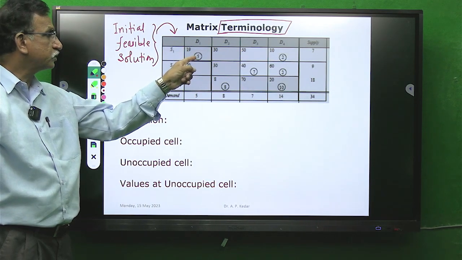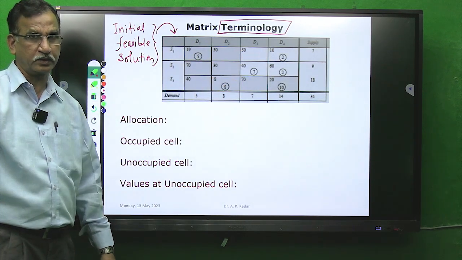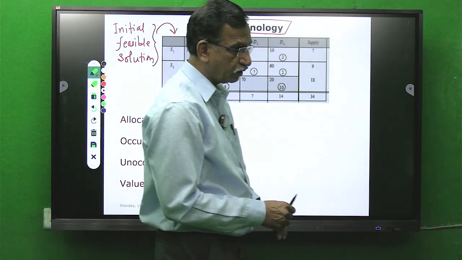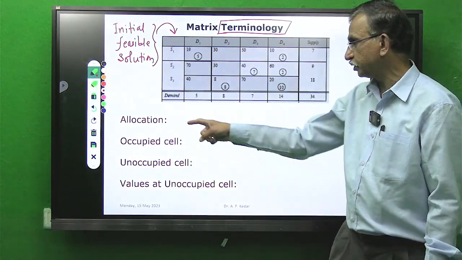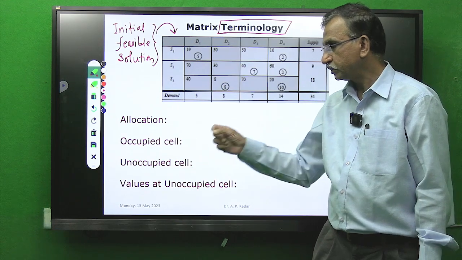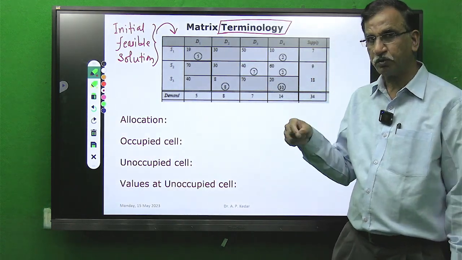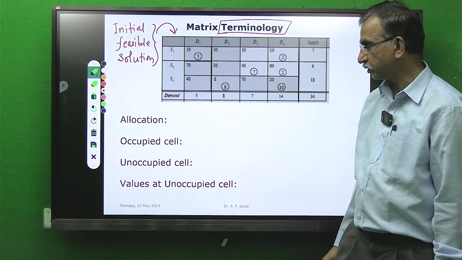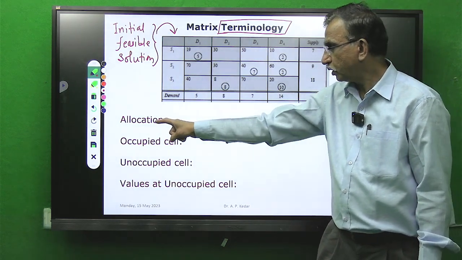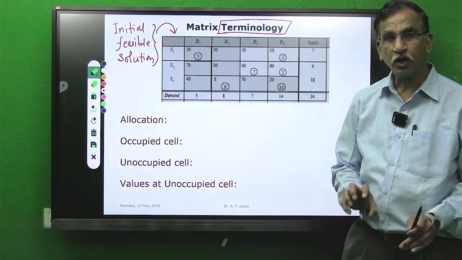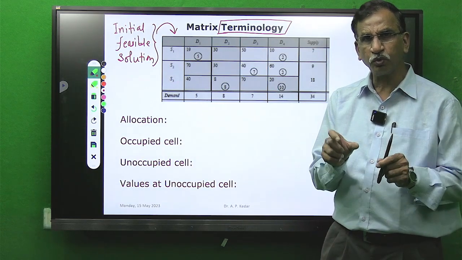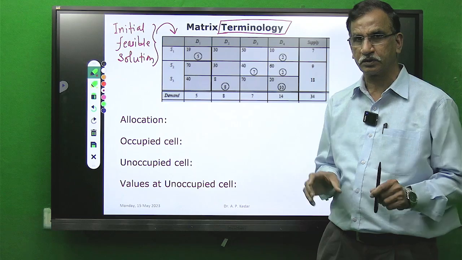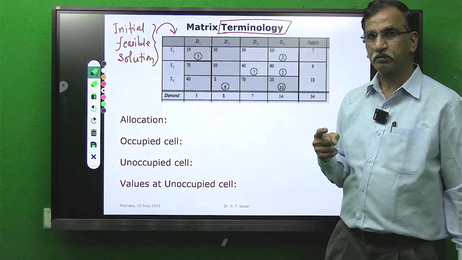I have also done this circling of some numbers like that. So first we will try to understand the meaning of these particular words. Then only we will be in a position to understand the modified distribution method. Now, allocation: to allocate some quantity to some cells. Now I will be explaining one by one.